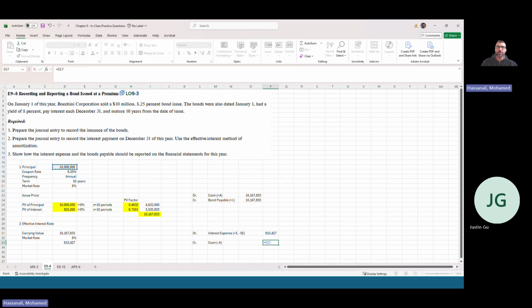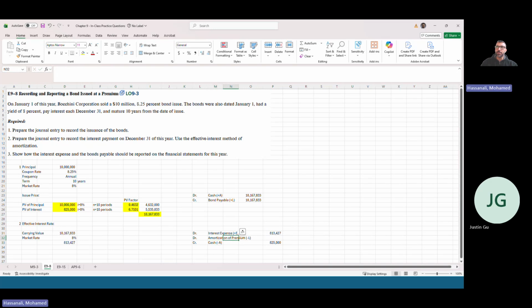So our actual interest payment is face value, so our principal amount, times the coupon rate of 8.25%, which is 825. So therefore, our difference is debit amortization of premium, which is a minus liability. So this is reducing the liability of the bond, 825 minus 813, and that should balance our entry. So our amortization in this case is 11,573, and that's going to keep our entry balanced.